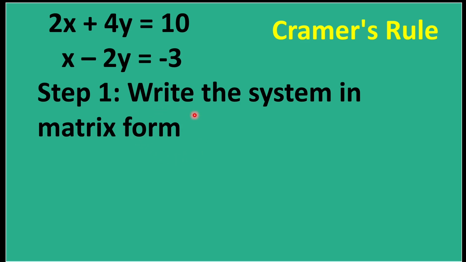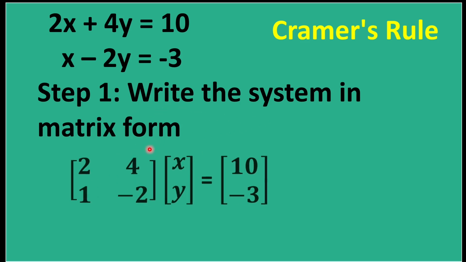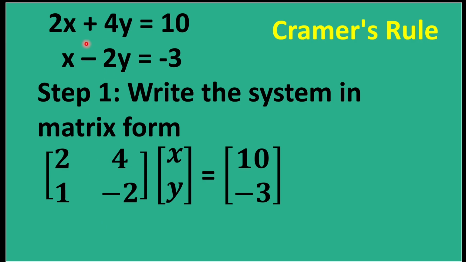First of all, we will write the system in matrix form. We write the coefficients of the variables in a matrix: 2, 1 and 1, minus 2, then the variables x and y, which is equal to the constants 10 and minus 3. Now it is in the form AX equal to B. So this matrix is A, this is X, and this is B.